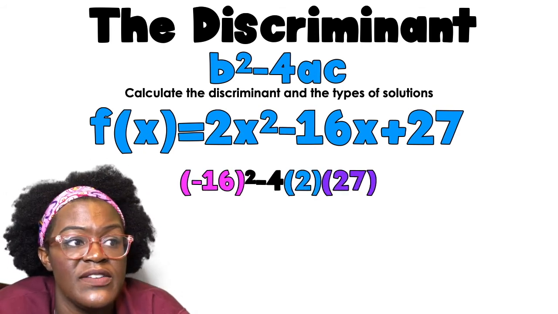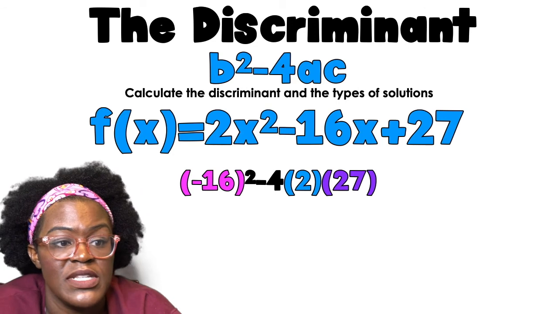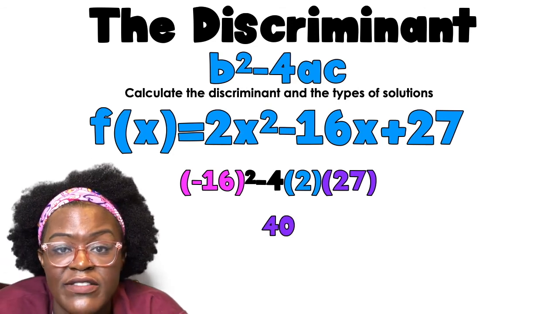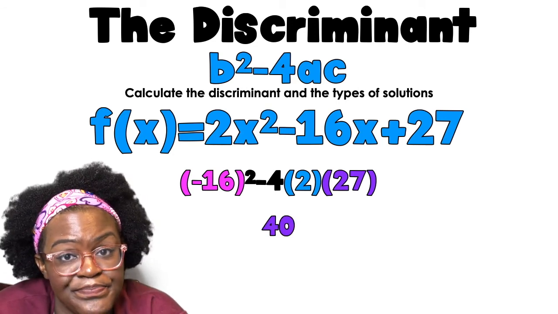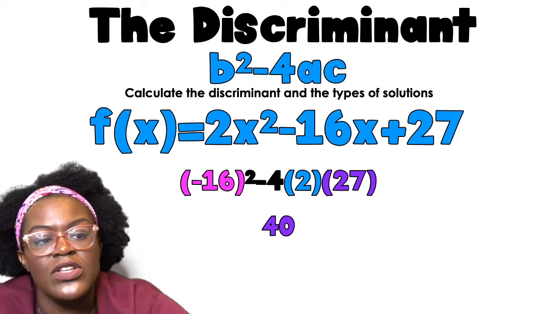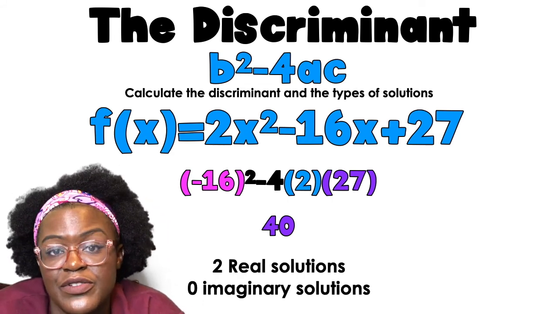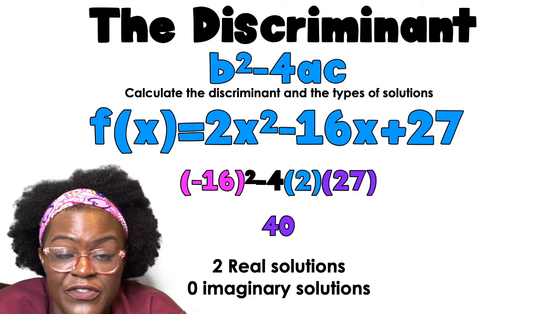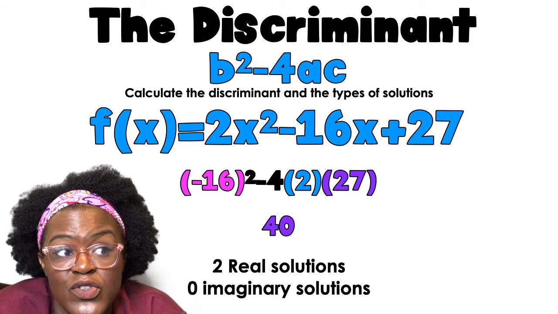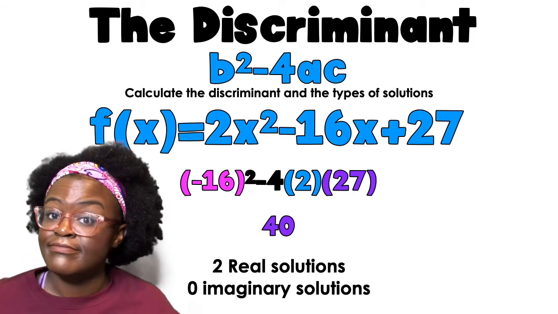So we're just going to do negative 16 squared minus 4 times 2 times 27. The answer is 40. Is 40 greater than 0, equal to 0, or less than 0? 40 is greater than 0. So there's going to be 2 real solutions and 0 imaginary solutions. Boom. That's the answer. 40 is the first part of the answer. The second part of the answer is 2 real solutions, 0 imaginary solutions.